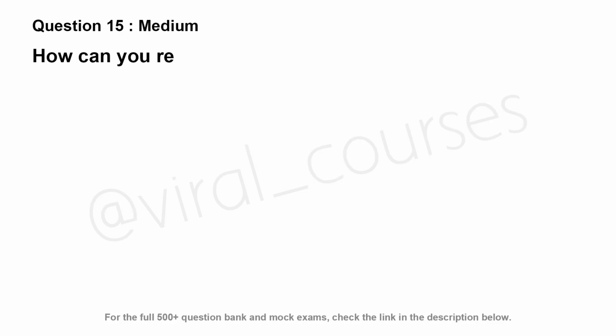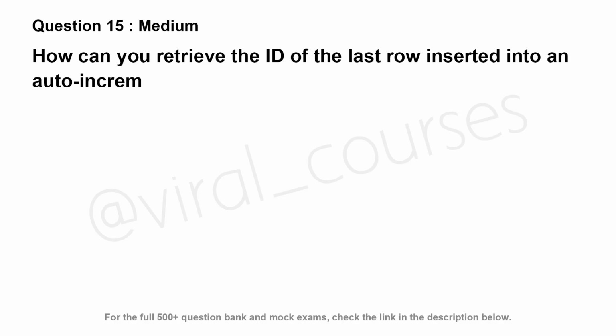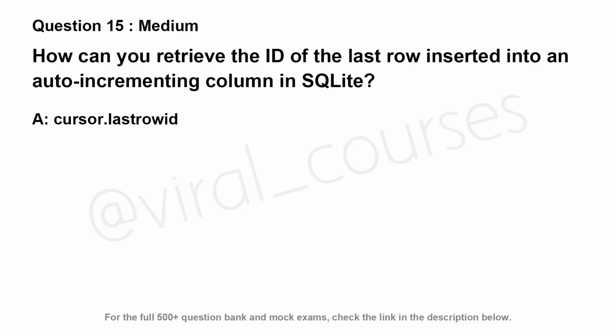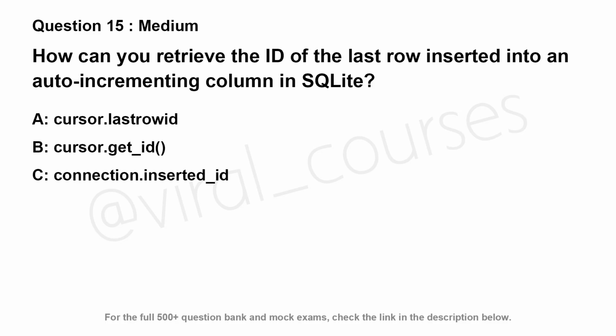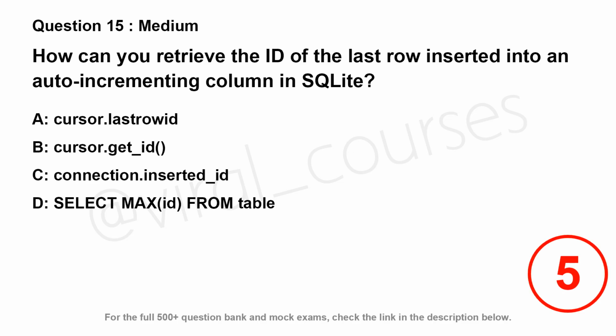How can you retrieve the ID of the last row inserted into an auto-incrementing column in SQLite? Option A. cursor.lastrowid. Option B. cursor.get_id. Option C. connection.inserted_id. Option D. SELECT MAX(id) FROM table.